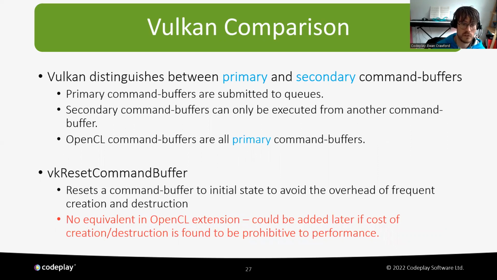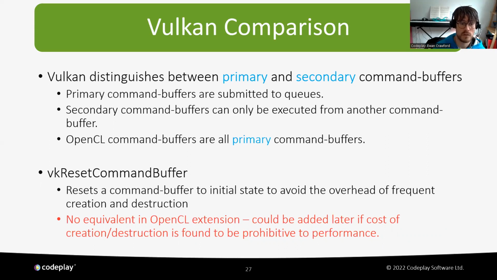I'm now going to discuss the comparison with Vulkan command buffers. So Vulkan is another Khronos standard that has the command buffer abstraction, and it distinguishes between primary and secondary command buffers. Primary command buffers are submitted to queues, while secondary command buffers can only be executed from another command buffer. And OpenCL command buffers are all primary command buffers.